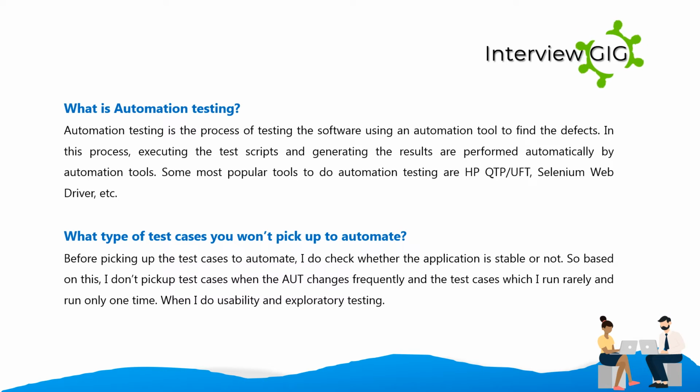What is automation testing? Automation testing is the process of testing the software using an automation tool to find the defects. In this process, executing the test scripts and generating the results are performed automatically by automation tools. Some most popular tools to do automation testing are HP QTP/UFT, Selenium WebDriver, etc.